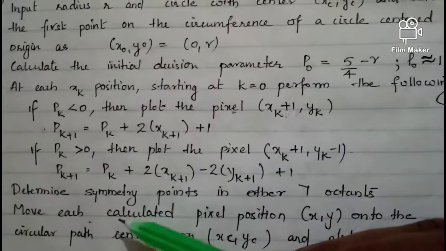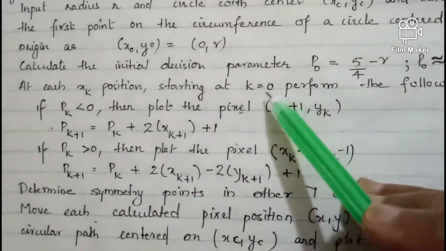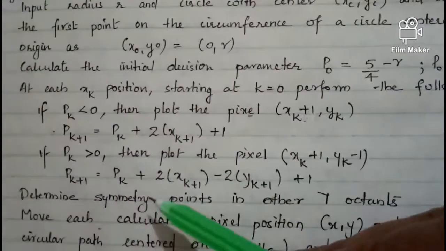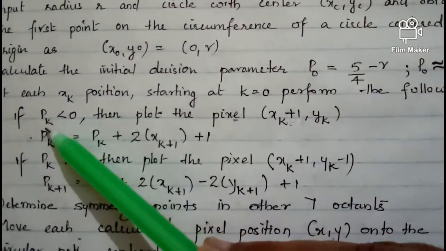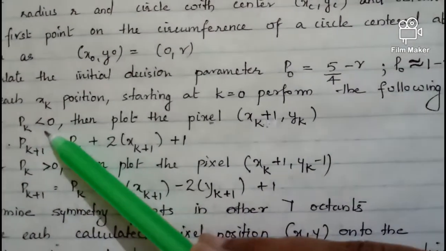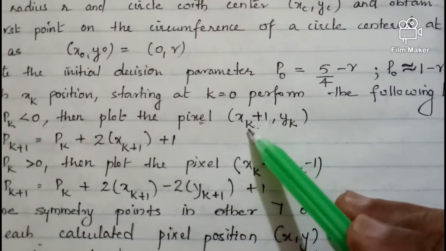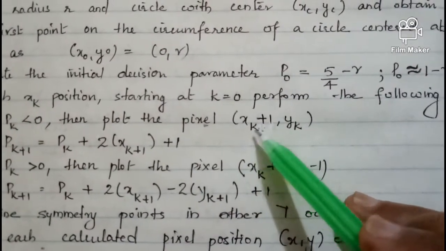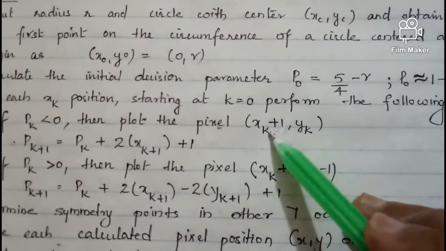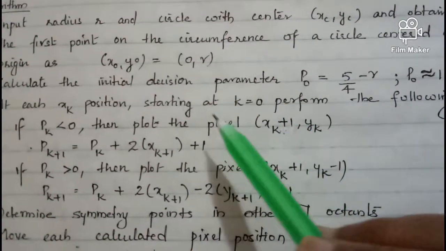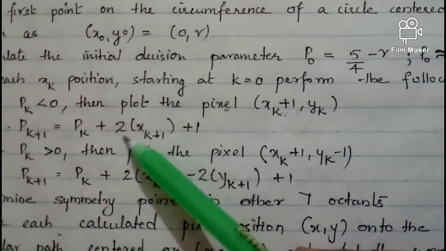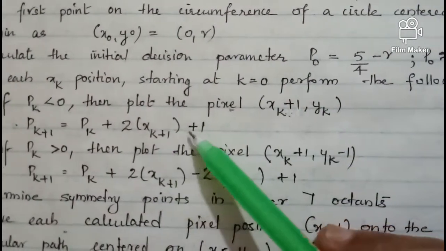Now we have to repeat certain steps, and in each iteration the starting value of k should begin from 0. In each iteration we have to check whether the computed value of pk is negative or positive. If the value of pk is negative, then plot the next point with xk plus 1 as x, and the next value of y will be yk itself. So the plotting point is (xk + 1, yk), and the next value of pk, that is pk+1, is equal to pk + 2 times the computed value of xk+1.